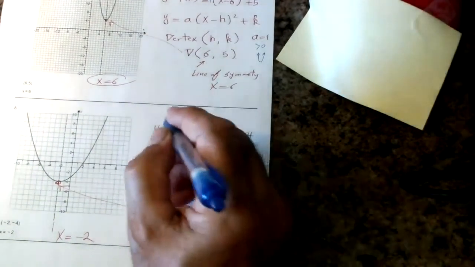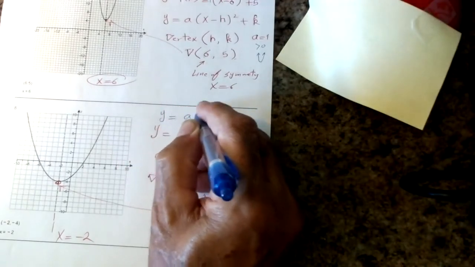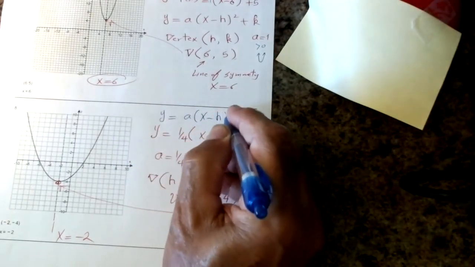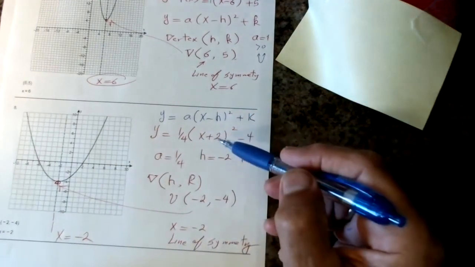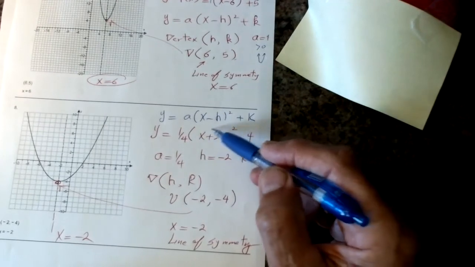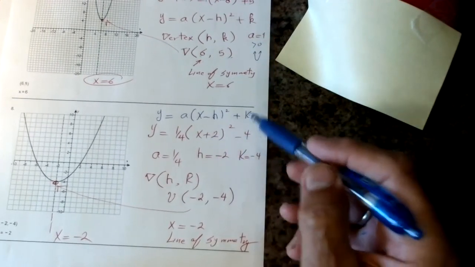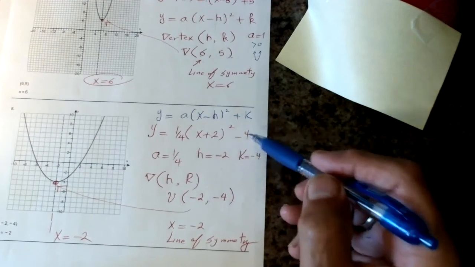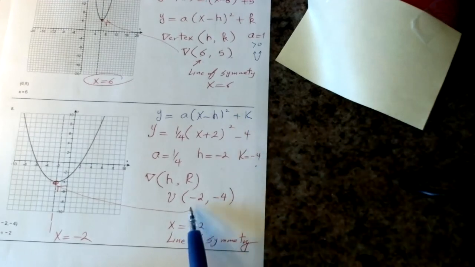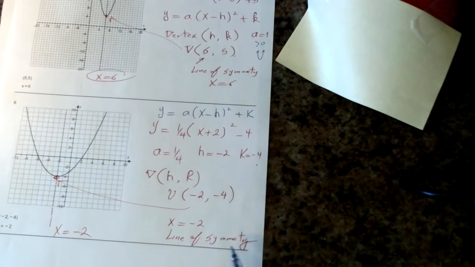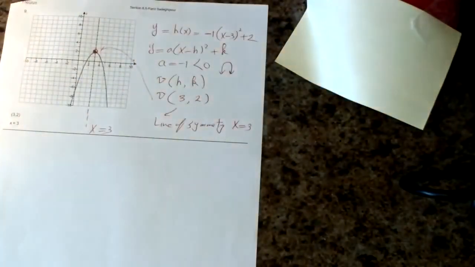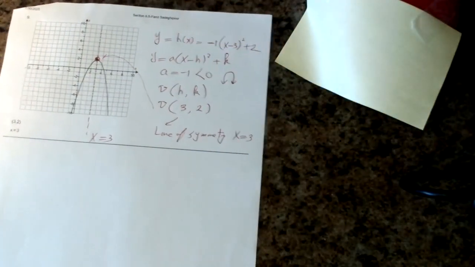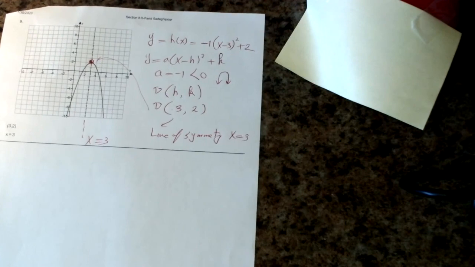Again, you write the general equation. Opposite of positive 2 is what? Negative 2. That's your h. K is just this number, whatever you have. Negative 4. Vertex is negative 2 and negative 4. Line of symmetry is that. It's very similar to that one. See, same thing here. All right, so that would be the end of this section using both formulas.